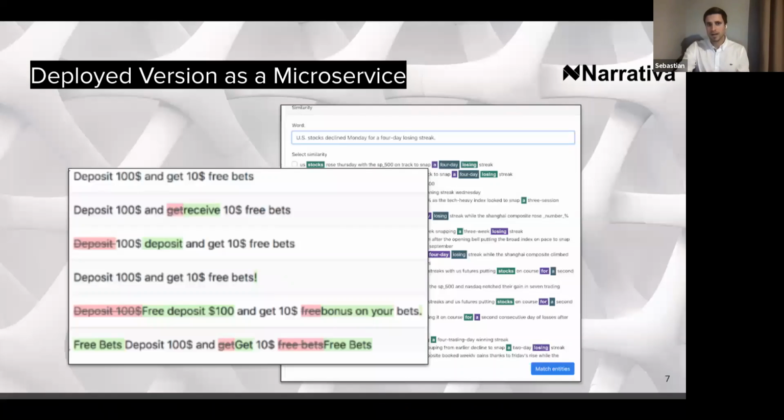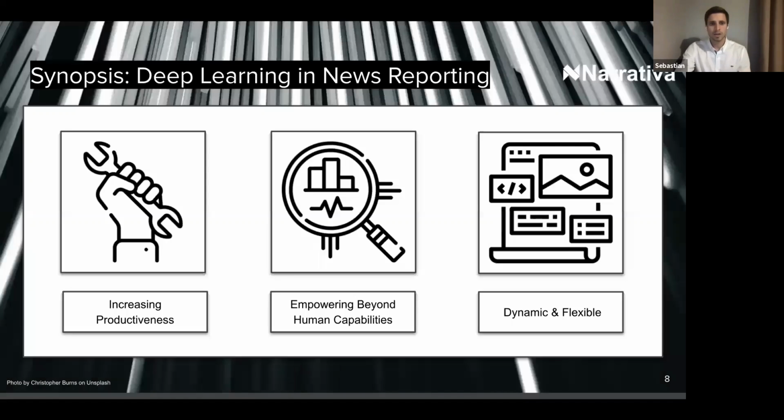This is how I then shipped this paraphrasing feature and put it into a so-called microservice. You literally send a query there with your word or your sentence, as you've seen earlier, and it returns different options. And this is how it looks when it's integrated into a Narrativa system. You've seen the feature earlier.